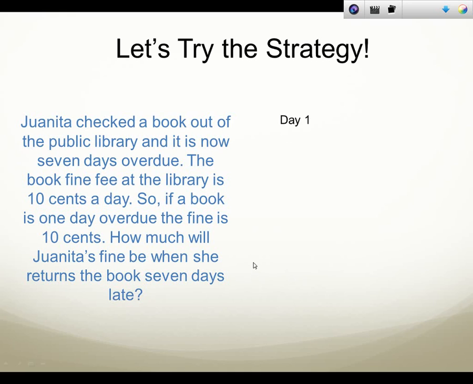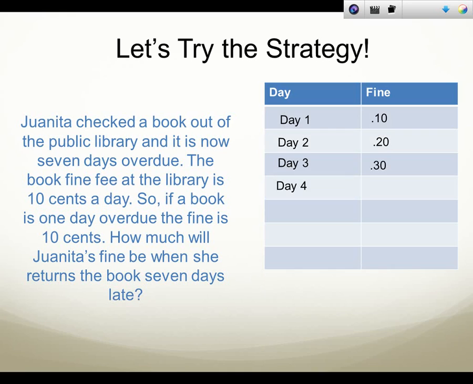Okay. On the first day, she gets charged 10 cents, so I'm going to write that there. On the second day, she gets charged another 10 cents, so now she owes 20 cents. On the third day, she gets charged another 10 cents, so right now her fee is 30 cents. On the fourth day, her fee is another 10 cents, so she's going to owe now 40 cents. Okay. Oh, there's my table. You could see that I put the headings on the top, the day and the fine.